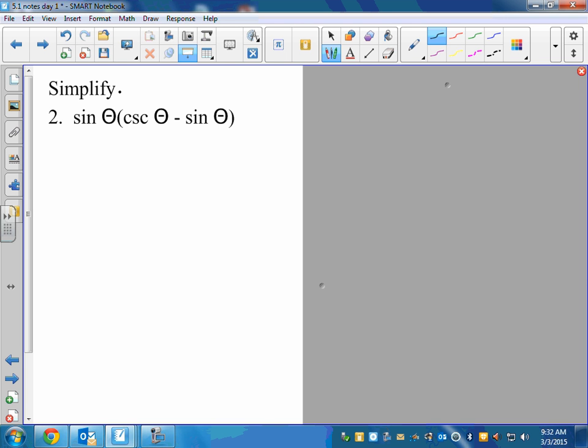Simplify probably means distribute, multiply, combine anything you can combine. So when I see parentheses, even though they're trig functions, I'm going to simplify. I'm going to show a lot of work on this, but eventually you're going to do this pretty quickly in your head. If I distribute here, that would be sine of theta times cosecant of theta minus, what would I get if I took sine of theta times sine of theta? Sine squared theta, just like x times x gives me x squared. So I'm going to write that as sine squared theta.